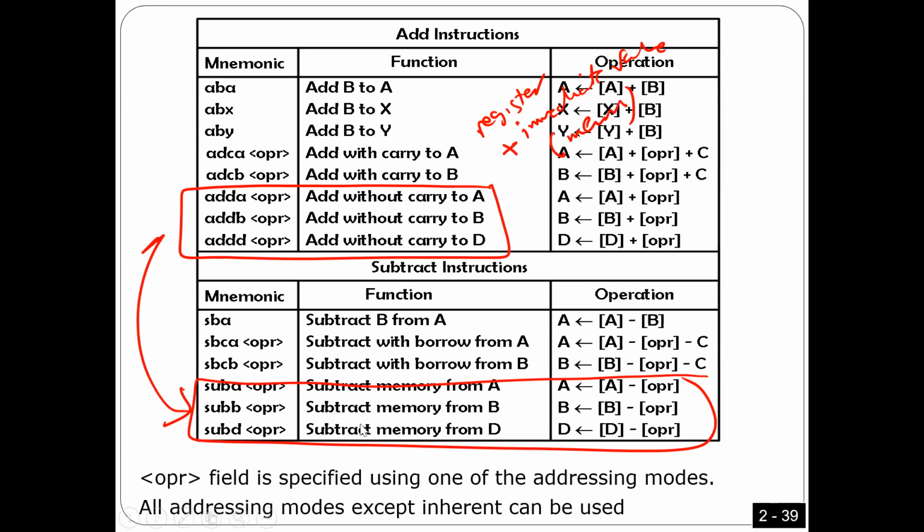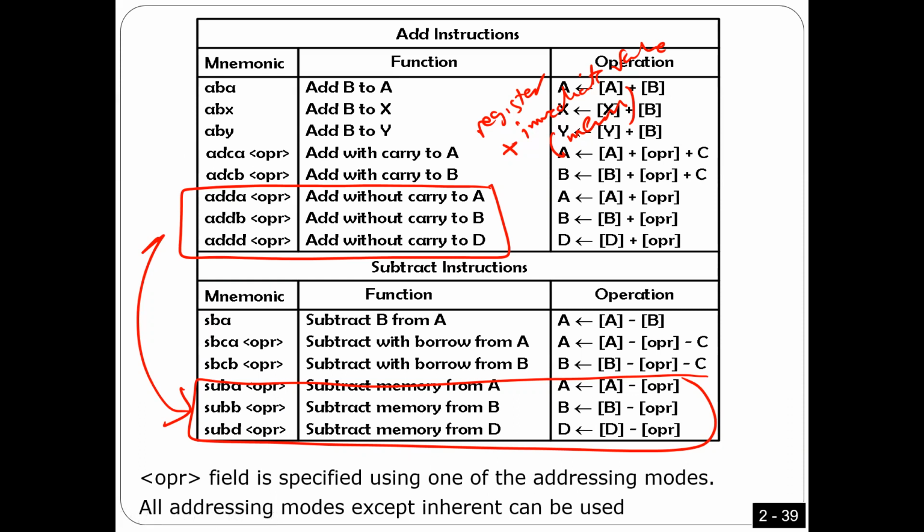Also, here we can subtract a word. So here I can subtract immediate value or memory location, which is a word, from D, store the result in D. Is that okay? So these 3 instructions are exactly the same thing like this one, but these instructions are doing addition, these instructions are doing subtraction. Is that okay, guys?